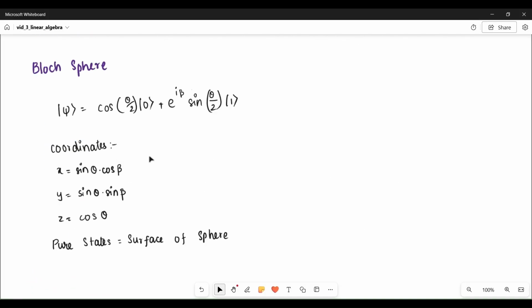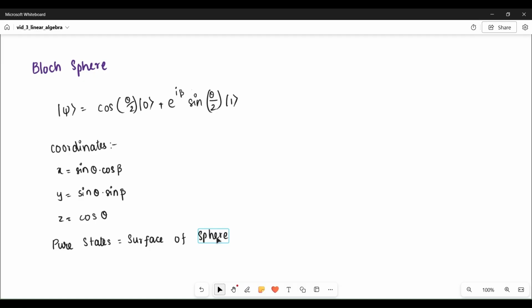To visualize a qubit, we use the Bloch sphere. Every pure state corresponds to a point on the surface of its unit sphere. We can write the qubit as |ψ⟩ = cos(θ/2)|0⟩ + e^(iβ) sin(θ/2)|1⟩. Here the coordinates are x = sin θ cos β, y = sin θ sin β, and z = cos θ. Here the pure states are nothing but the surface of the sphere. This representation is powerful because it lets us picture quantum states and their evolution geometrically.